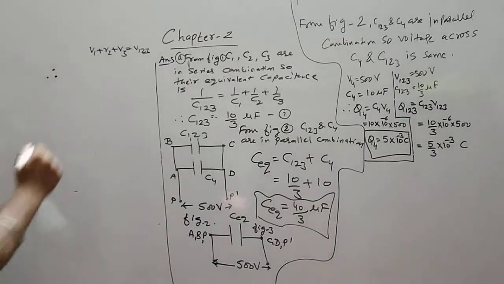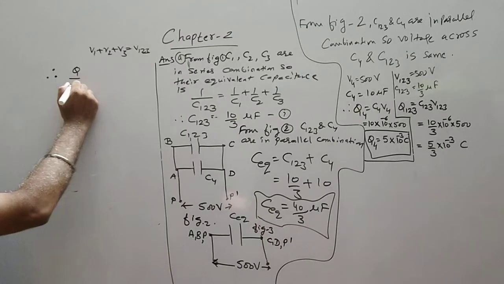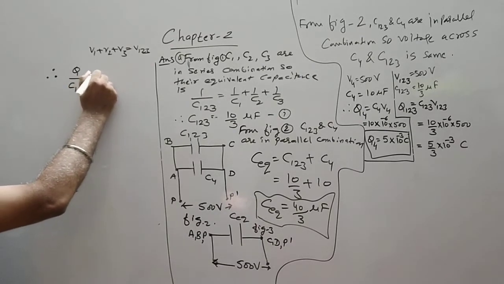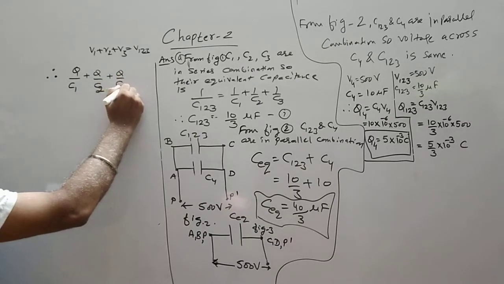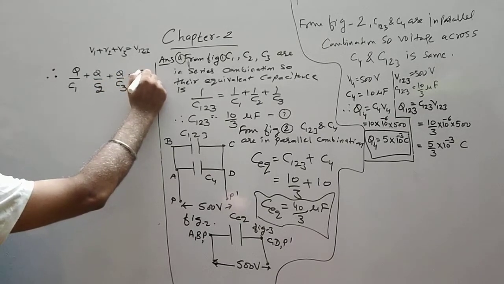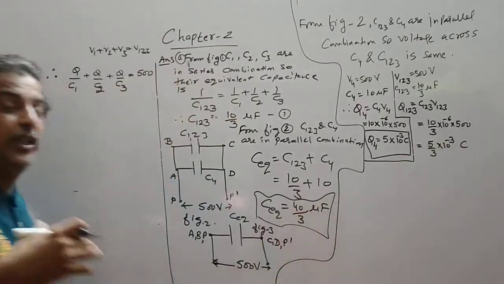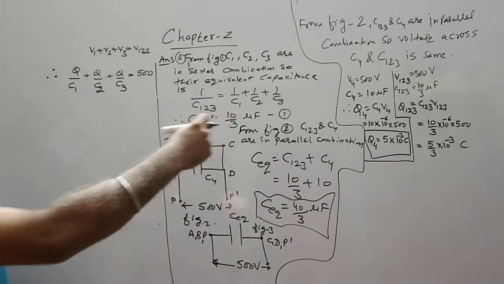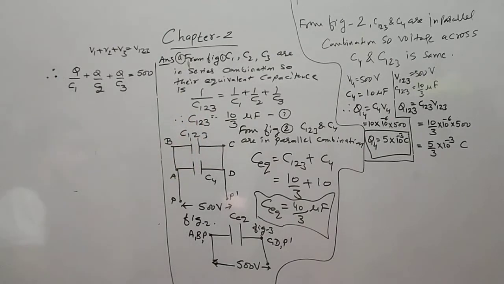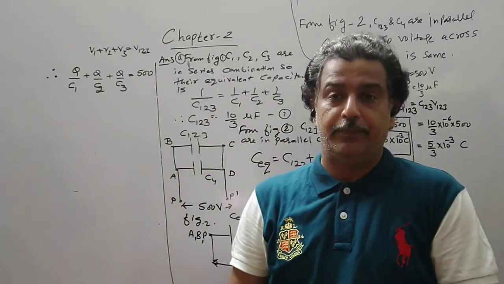So I will write Q upon C1 plus Q upon C2 plus Q upon C3, that is equal to 500 volt. So if the total charge on 1, 2, 3 is 5 by 3, the charge on each capacitor should be the total of these charges. It should be 5 by 3 only because charge in the series combination remains same.